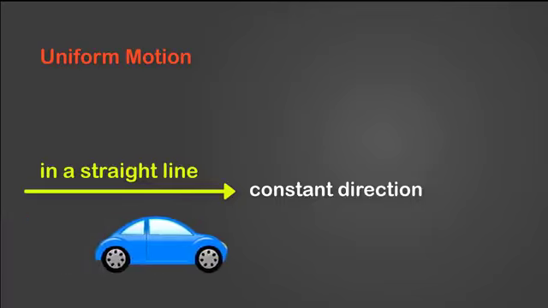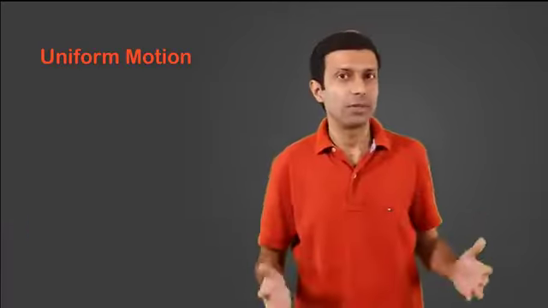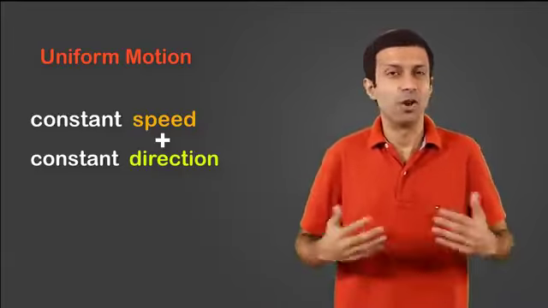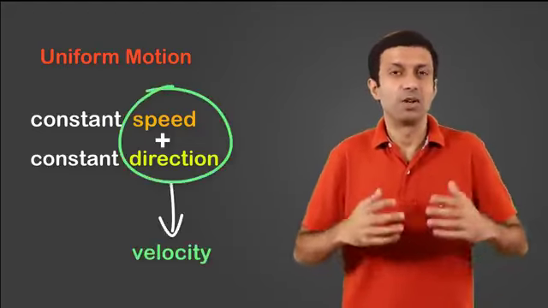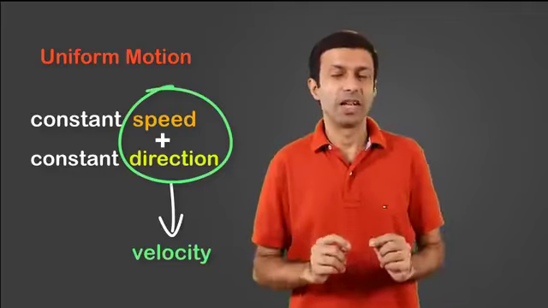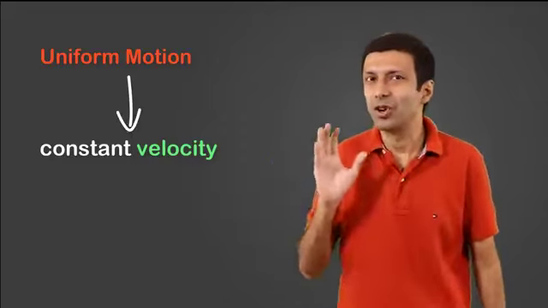So the direction is constant. So here we have constant speed and constant direction. And we know that velocity is speed with direction. So the car is basically moving at a constant velocity. And so uniform motion means a body is traveling at a constant velocity.